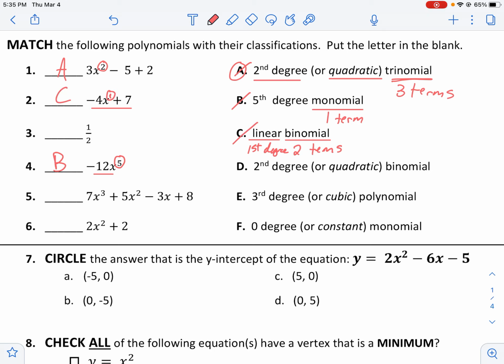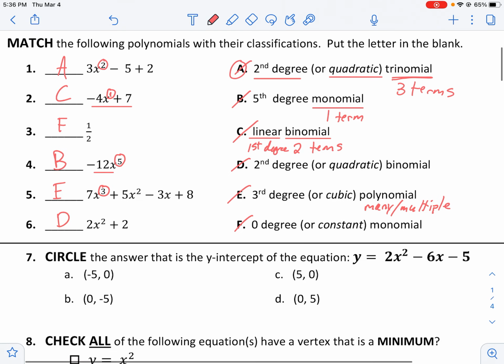D says second degree binomial. Well, we just saw that one. That was 6. Third degree cubic polynomial would be third degree. Polynomial means many or multiple. Right, basically larger than 3. So third degree, more than 3 would be right there. There's a ton of terms on that one, so that's our third degree polynomial. And then 0 degree monomial, so the only other monomial is number 3, and that doesn't have an x on it, so it's 0 degree.